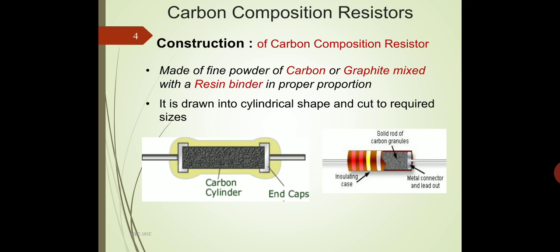So a completed resistor with color code and the protection shield will look something like this, which is in the right side figure. You can see that it's a solid rod of carbon granules. Then you have the metal connector and lead out on either side. There is an insulating case, and on that we have put the color rings or the color codes to indicate the value of the resistor.